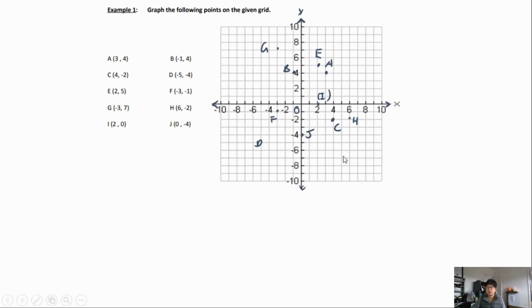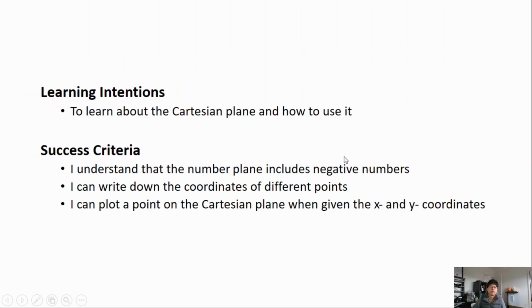Alright, so that brings us to the end of this video. Hopefully by now you understand that the number plane includes negative numbers, can write down the coordinates of different points, and can finally plot a point on the Cartesian plane when given the x and y coordinates. Just remember, it's x first and then y.